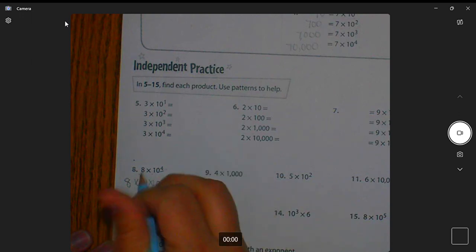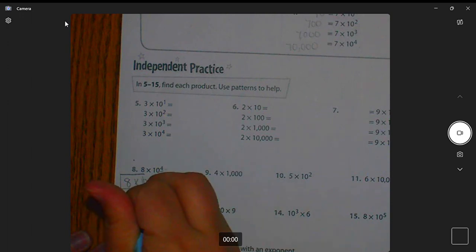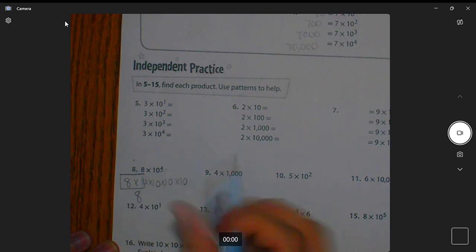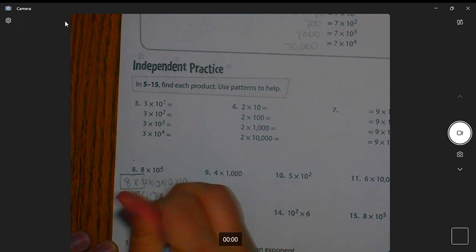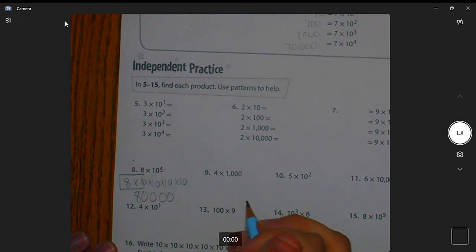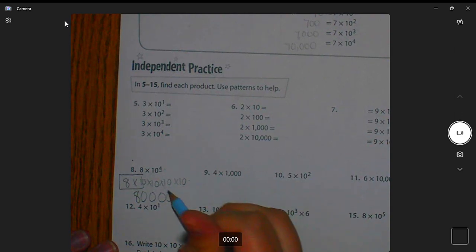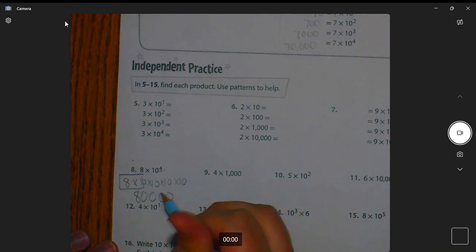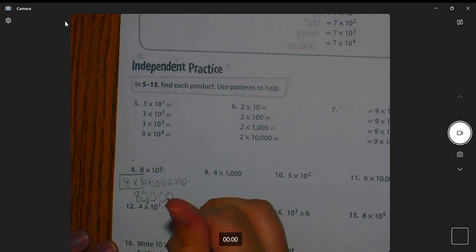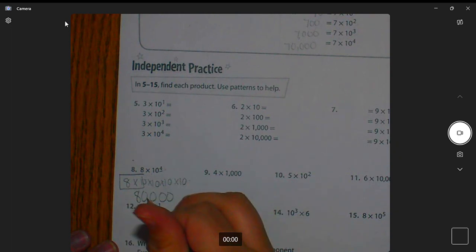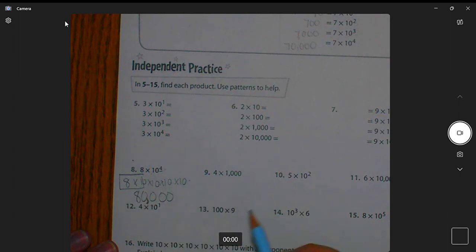So I see a basic math fact. 8 times 1. That's 8. 1, 2, 3, 4 zeros. Now, this number is not complete without a comma. So I'll start from my ones place. Ones, tens, hundreds. Comma follows me. Ones, tens, hundreds. Comma follows me. So the answer is 80,000.